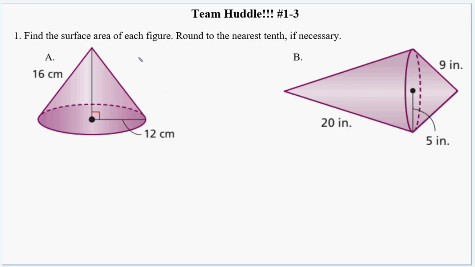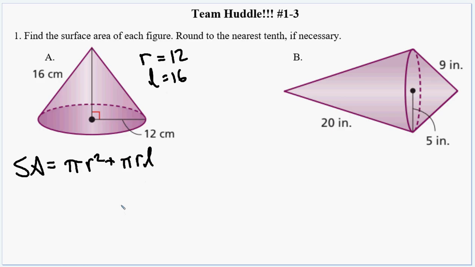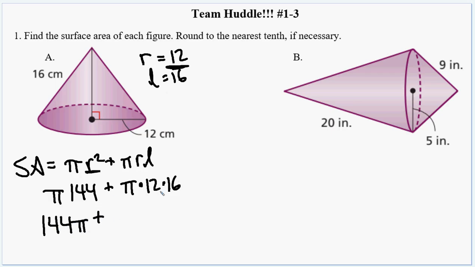So in the first one, number 1, we've got everything handed to us on a silver platter. r is 12, l is 16. We are ready to go. Surface area equals pi r squared plus pi r l. Pi is just pi. r is 12, so this is going to be a 12 squared, or 144, plus pi times 12 times 16. So the first term is our 144 pi. 12 times 16 is 192 pi. So if we add that together, we get 336 pi as our surface area.